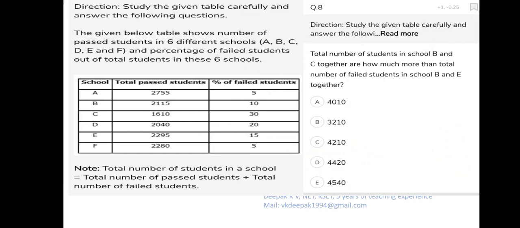The next question is same table. Total number of the students in the school B and C together are how much more than a total number of the failed students in the school B and E. Here they haven't mentioned about the proportionate. So that is why we can consider it as the difference.